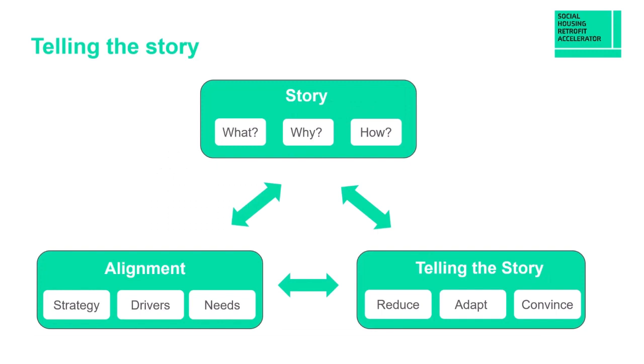Once you have your business case, you need to sell it to all the key stakeholders, and you need to tell a story. So you need to work out what the story is. You need to align it with the interests of the stakeholders, and then you need to tell it effectively. To create a compelling story, you must be clear on what the project will deliver, why it is important to your organization, how you will deliver it. That's your business case, what we've just been talking about.